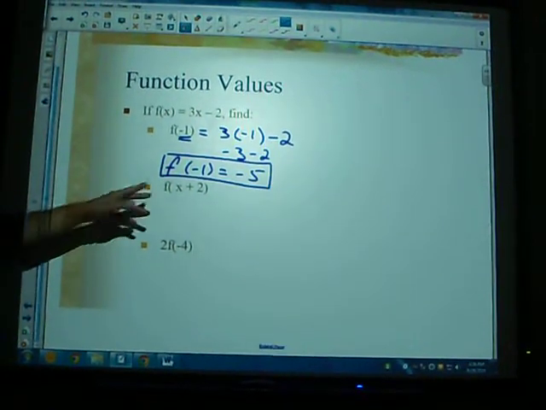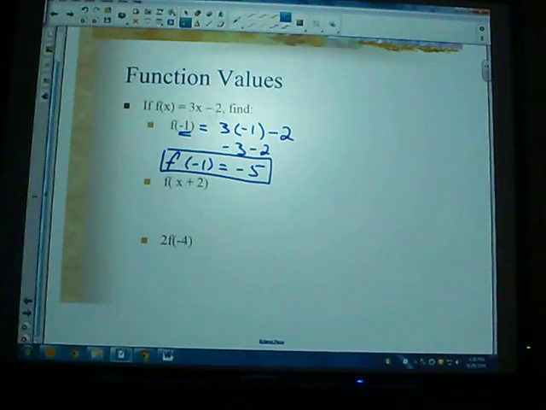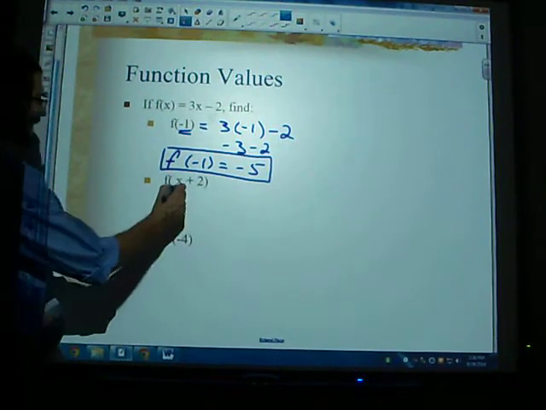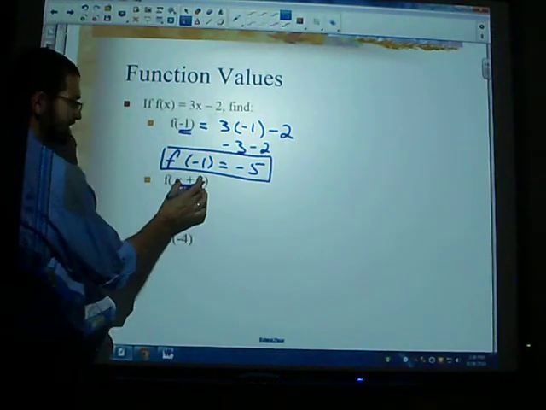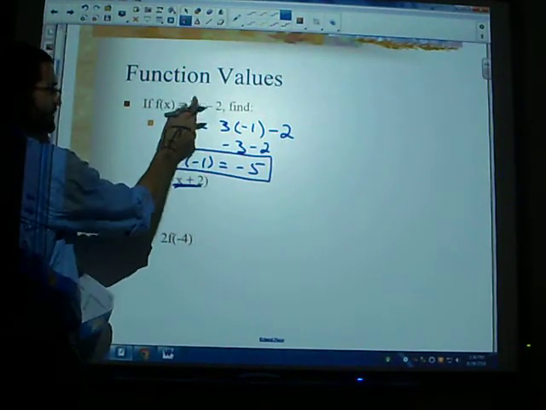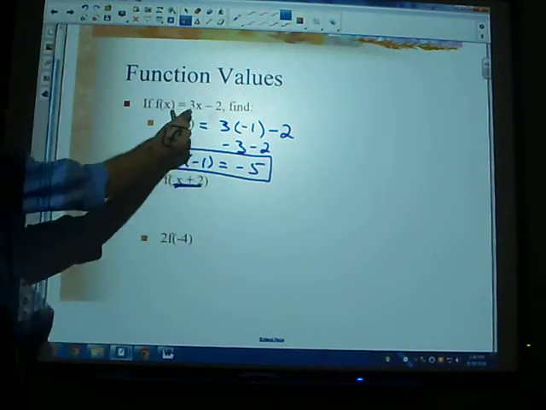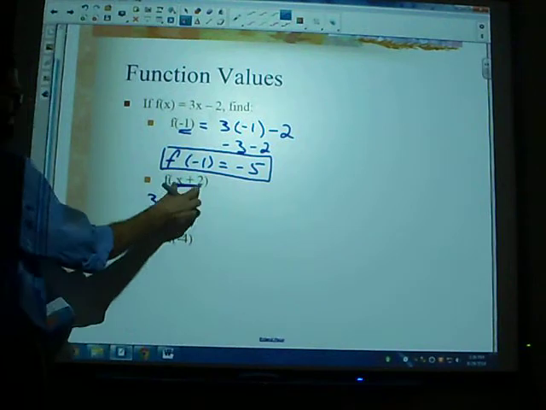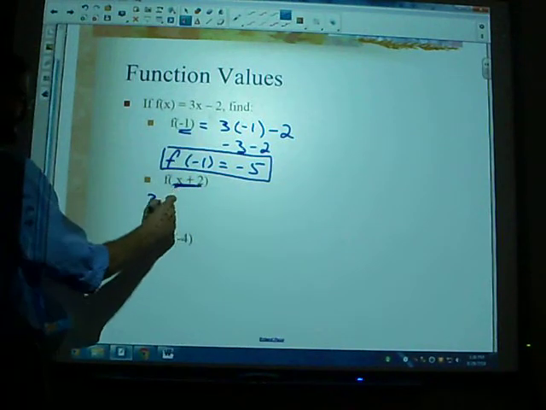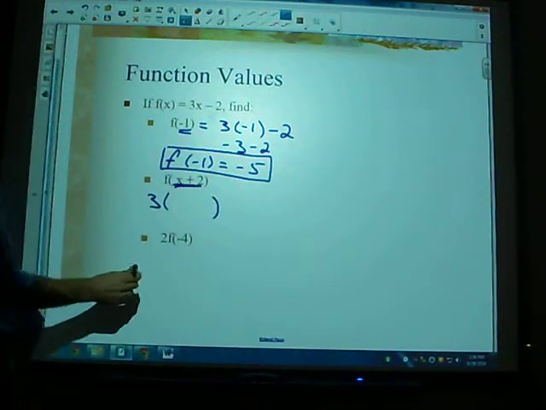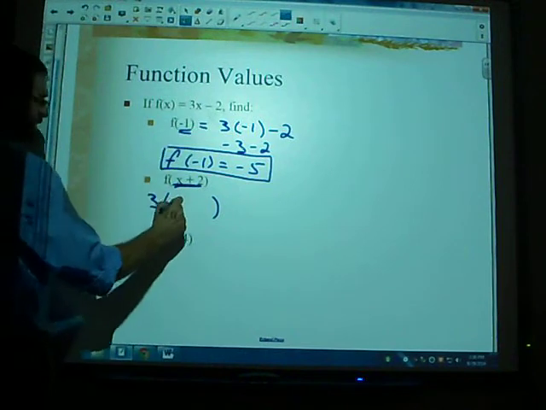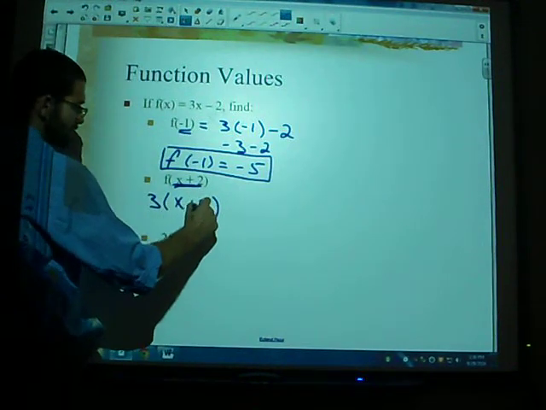Now keep in mind, you don't only plug in numbers inside of a variable. You can plug in the entire expression. Once again, whatever is inside of this parentheses goes instead of x. So if I want to find f of x plus 2, I'm going to have 3, but instead of x, I'm putting this entire expression. So in the parentheses, instead of x, we put x plus 2.